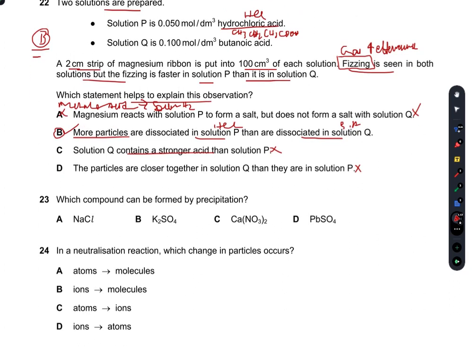Which compound can be formed by precipitation? NaCl is soluble, K2SO4 is soluble, calcium nitrate is again soluble, whereas the sulfate salt, lead sulfate, is insoluble in water. So D is your right option.